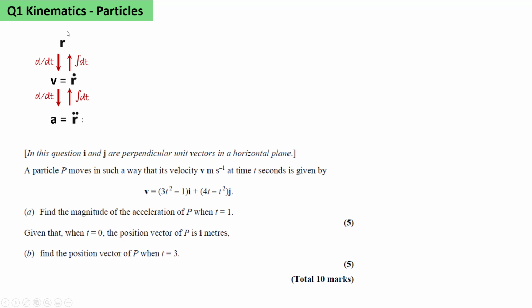To get velocity from displacement, we differentiate with respect to t. The velocity is the gradient of the displacement time graph. To get the acceleration from the velocity, we differentiate again. The acceleration is the gradient of the velocity time graph.